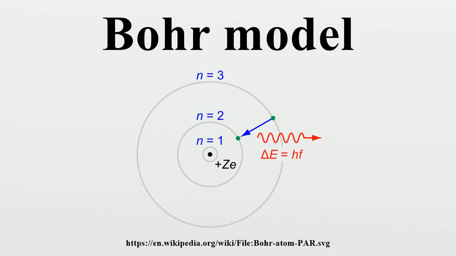In atomic physics, the Rutherford-Bohr model or Bohr model, introduced by Niels Bohr in 1913, depicts the atom as a small, positively charged nucleus surrounded by electrons that travel in circular orbits around the nucleus, similar in structure to the Solar System, but with attraction provided by electrostatic forces rather than gravity.